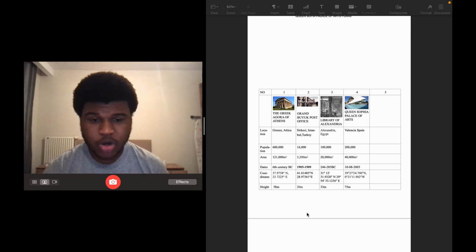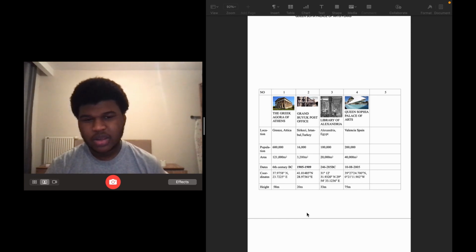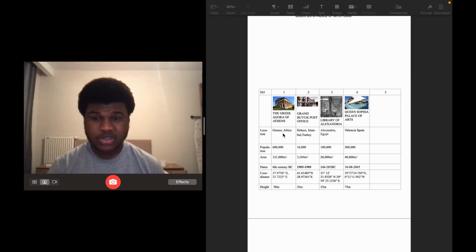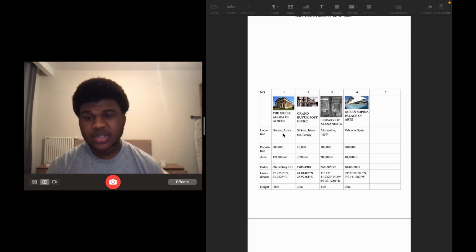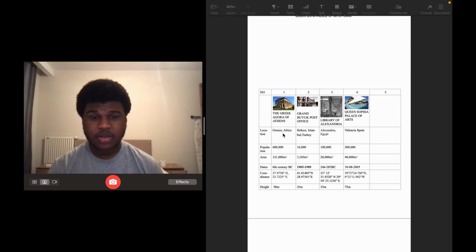If you have 121,000 square meters, that means you can fit 600,000 people in the building. That's from the ancient agora, the Greek agora. But that will be overcrowded, of course. That's just saying how many total people it can accommodate at the time, if we are going to put all the people in there.